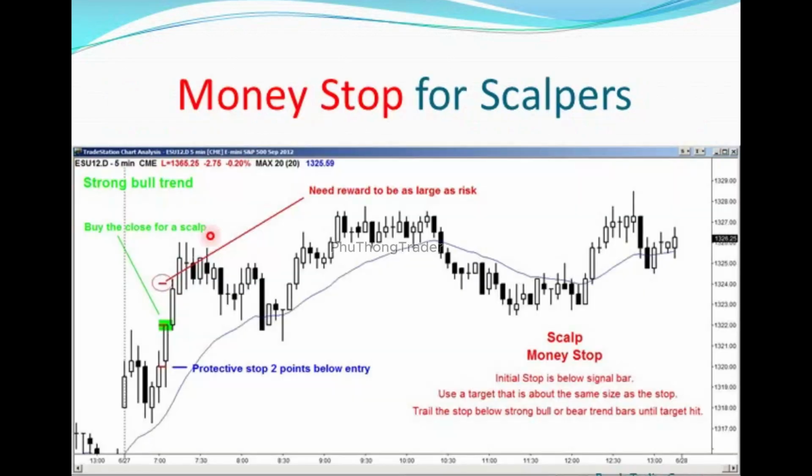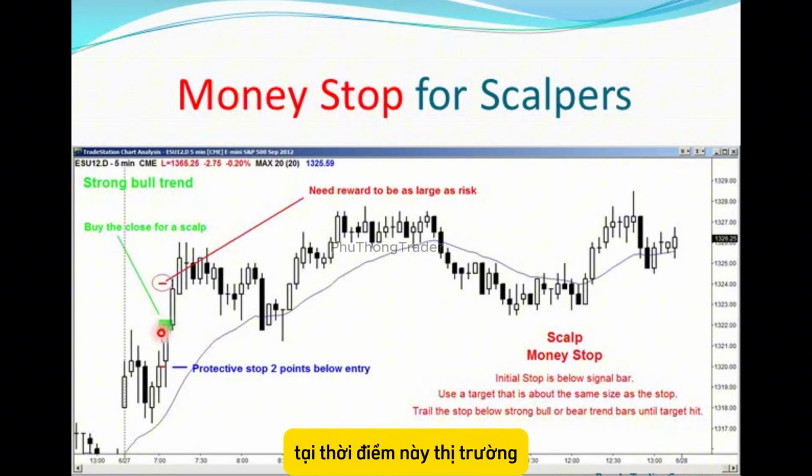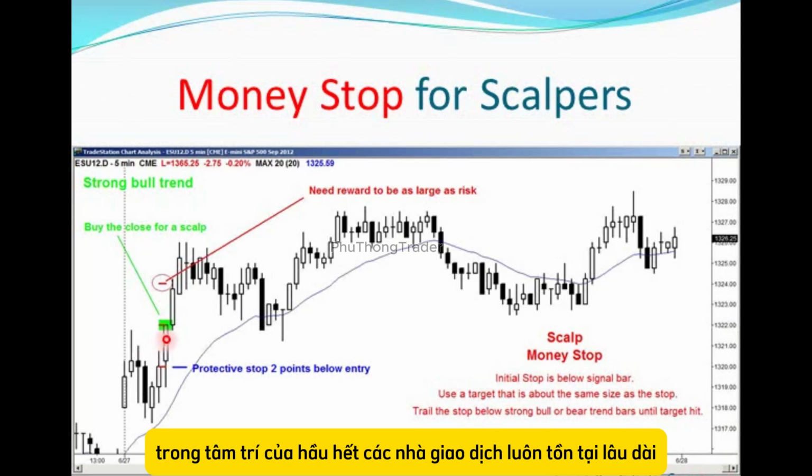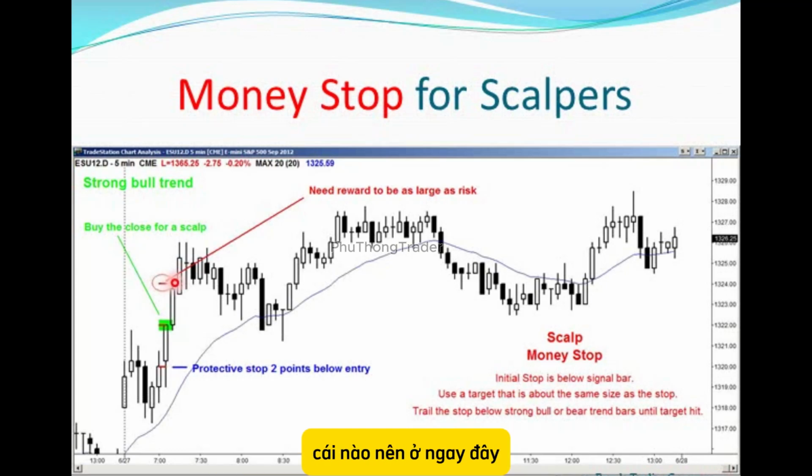Here's an example of a money stop for scalpers. Let's say the traders bought the close of this bar. At this point, the market, in the minds of most traders, is always in long. They might use a money stop 2 points below. If they did, their minimum target would be a move equal to their stop, which would be right here.